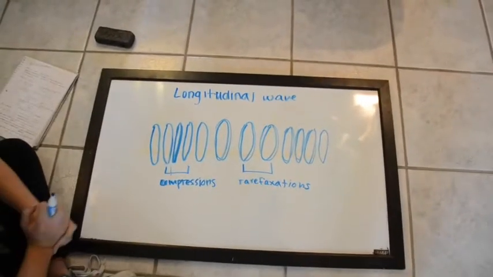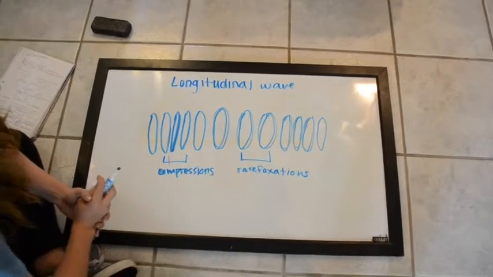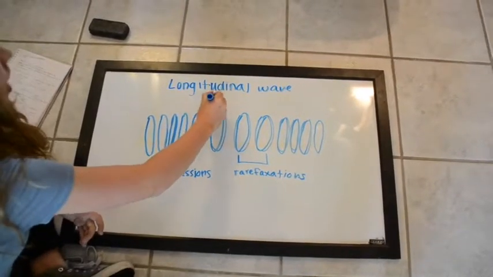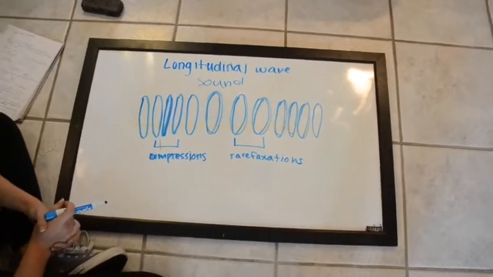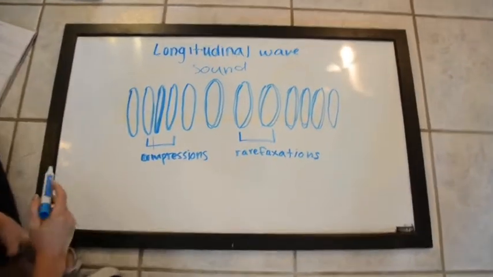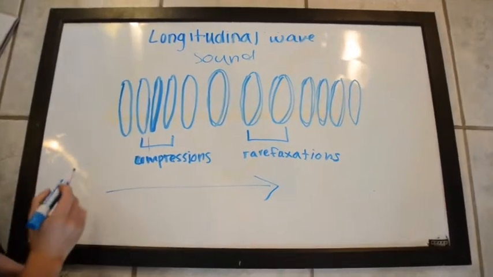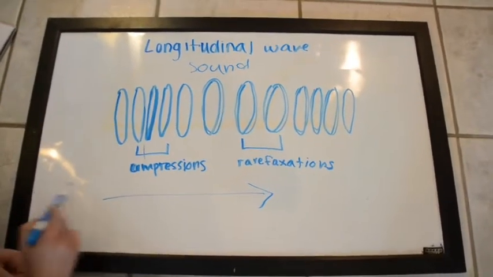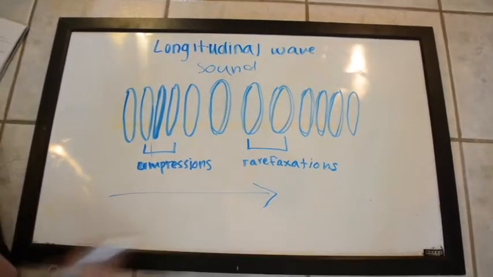The next wave we will be talking about is the longitudinal wave, and this is a picture of one. These are usually sound waves. In a longitudinal wave, particles vibrate parallel to the direction of motion. In this, you can see where they're closer together, this is called compressions, and where they're farther apart, this is called rarefactions.